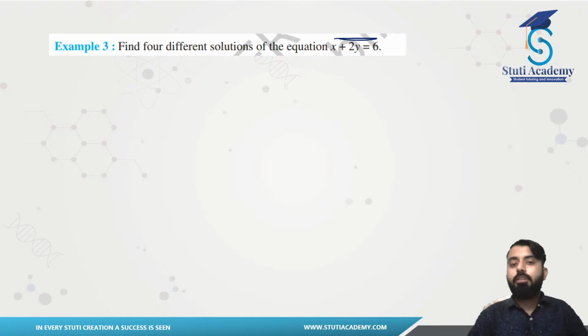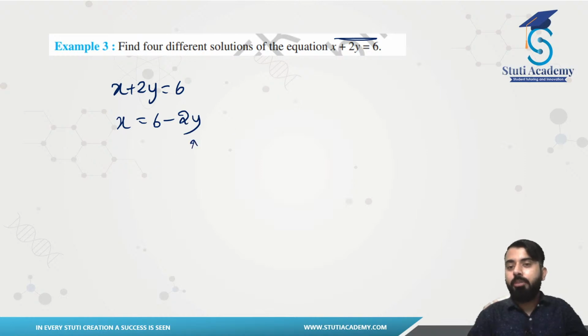Now for finding out solutions, I had told you that earlier we had to just assume one value and get the value of the other. We are going to do it exactly the same way now. x plus 2y equals 6. Take x here and put the 2y on the other side: x equals 6 minus 2y. Now start assuming the values of y.